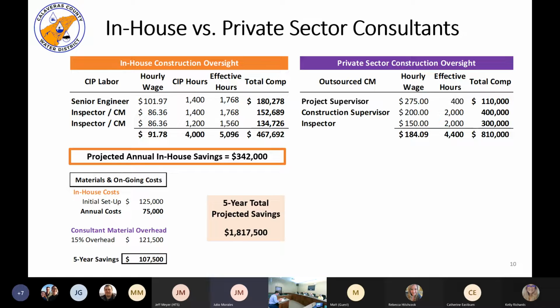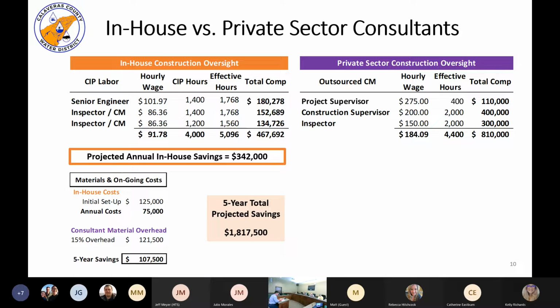And then we estimated what would be actually directly overseeing the project. And that's how we compared it to the private sector construction oversight. So that represents 82% of the labor, because we were expecting that 18%, if you recall from the prior page. And then we said, okay, of that 82%, how much would actually be done directly overseeing projects? The way the table's set up is we take the hourly rate wage times the number of effective hours to come up with the total compensation.